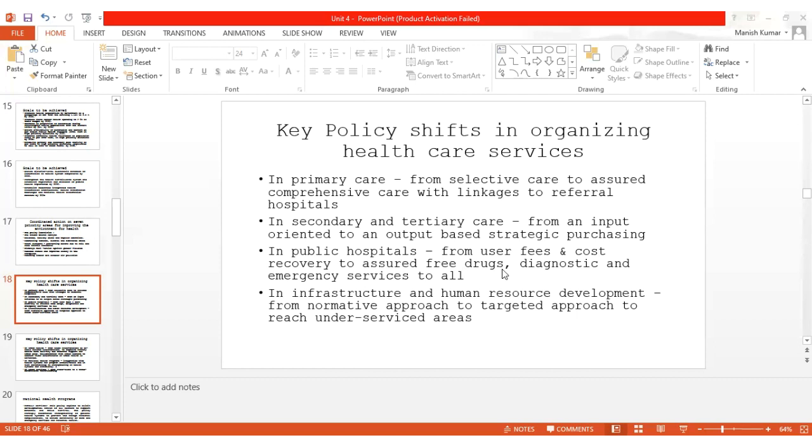Have you people heard about EDL? Yes, sir. Essential drug list. Is there any other full form also for EDL? Essential.